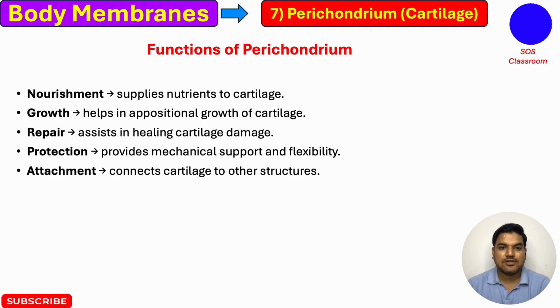Next, what are the functions of the perichondrium? Number one, nourishment: it supplies nutrition to the cartilages. Next is growth, helping in appositional growth of cartilages. Next is repair during fractures of the cartilages. Next is protection, through mechanical support and flexibility during movement. And attachment, the connection of the cartilages to other structures. So these are the different types of membrane.